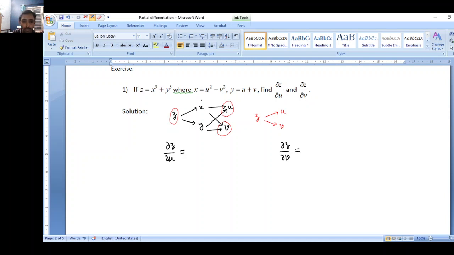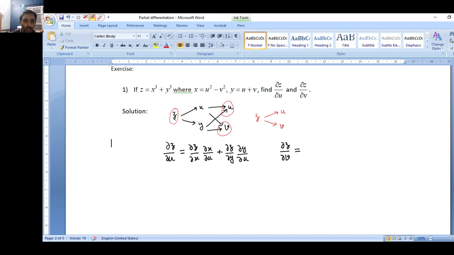From this relation, as we can see, for dou z by dou u we'll have to use the chain rule. So according to the chain rule, dou z by dou u is given by dou z by dou x into dou x by dou u plus dou z by dou y into dou y by dou u. How did we get this?